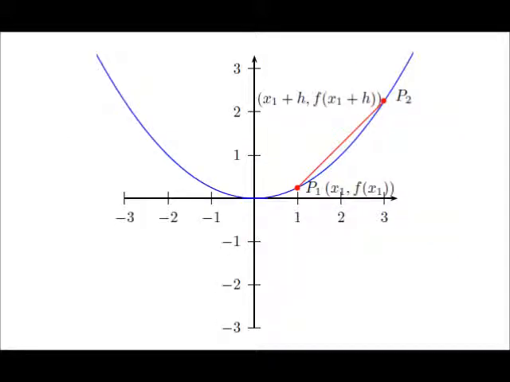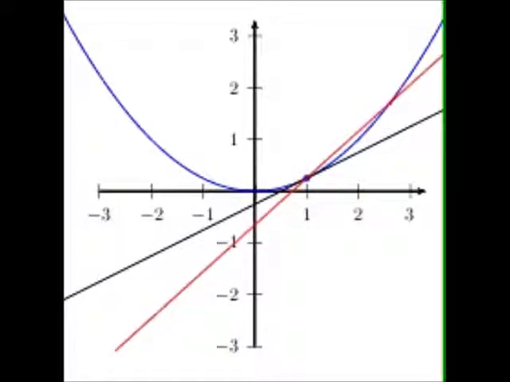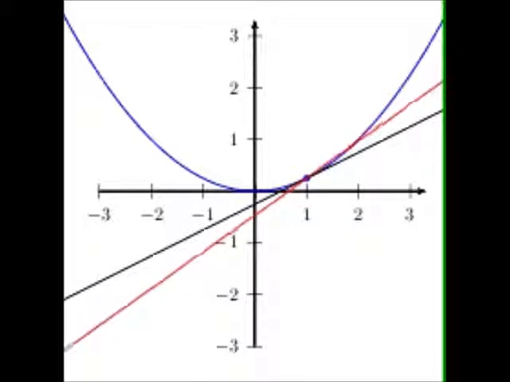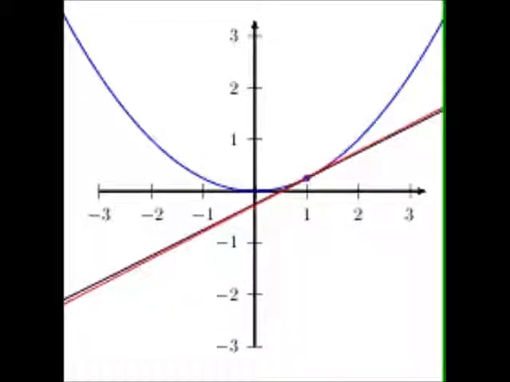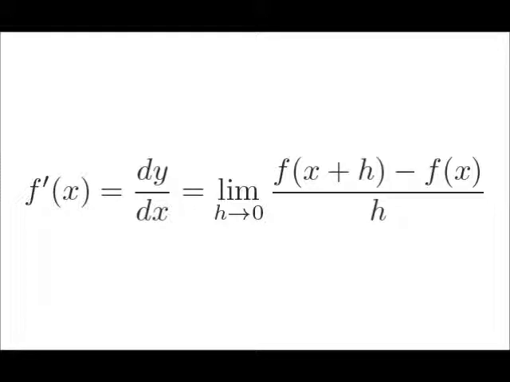What we can do is change the value of h to move P2 further from or closer to P1. Watch what happens as we move P2 closer to P1 by decreasing h. As h approaches 0, the slope of the secant approaches the slope of the tangent at P1. So the derivative of the function f, which is sometimes written as f prime of x, and sometimes as dy/dx, among other notations, at the value x, is the limit as h approaches 0 of f of x plus h minus f of x over h.